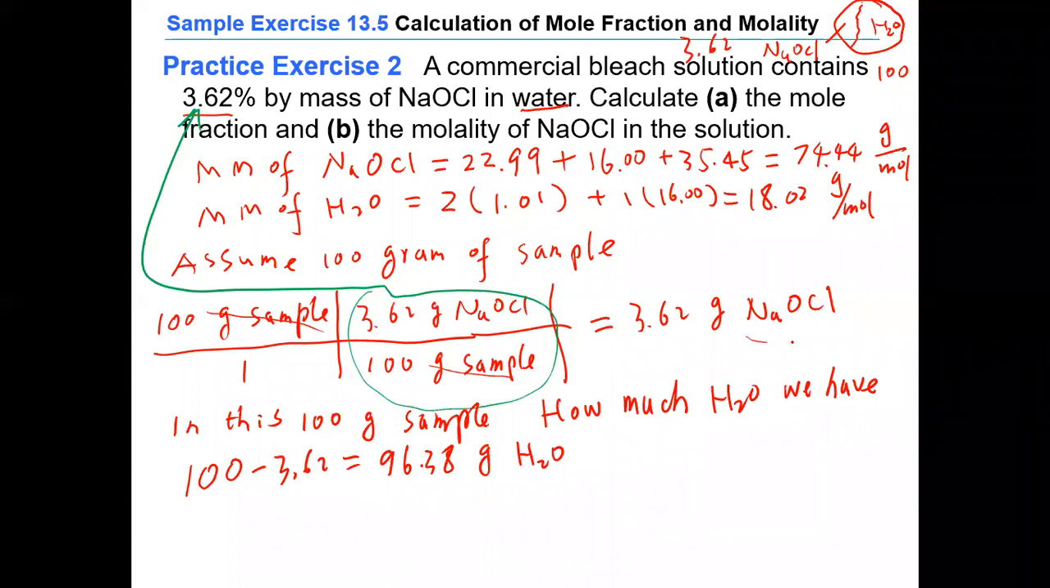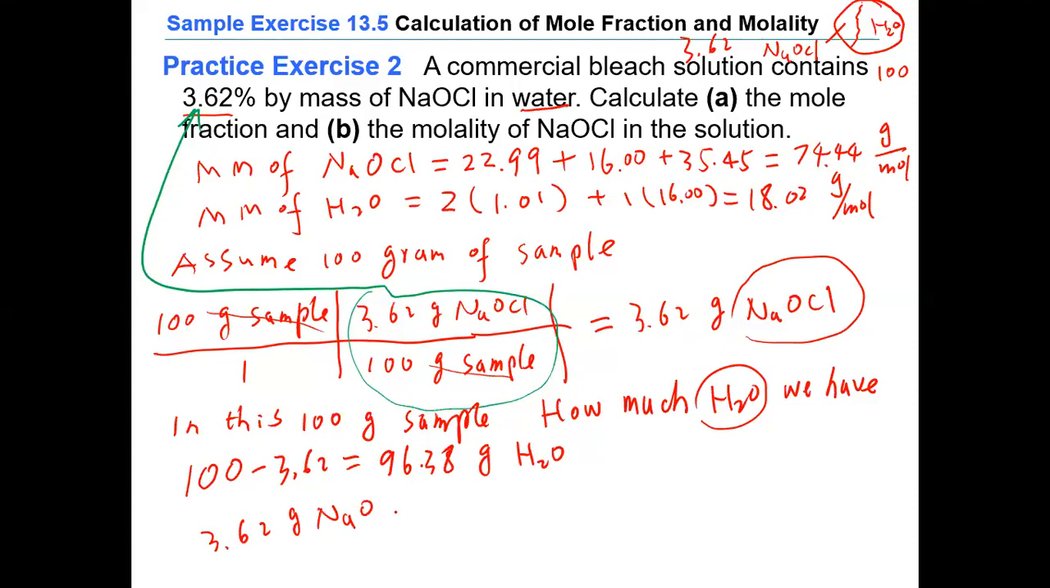We have this solute, we have this water. Now we know both of them in grams. So we want to find the mole fraction. You just have to find out what are their moles, okay? So we'll start with our solute. We have 3.62 grams of NaOCl. You still remember how you find moles from the grams? What do you use to find the mole from the gram?